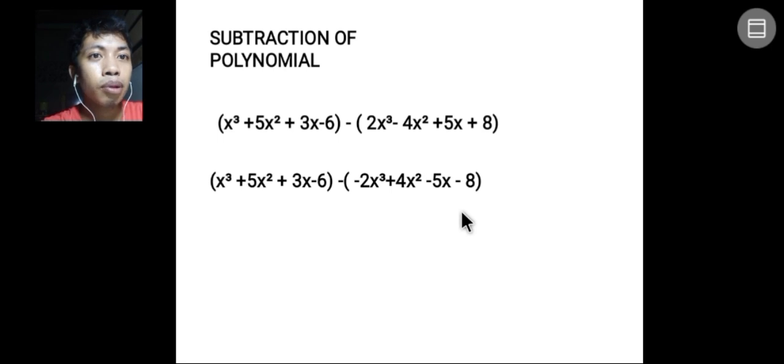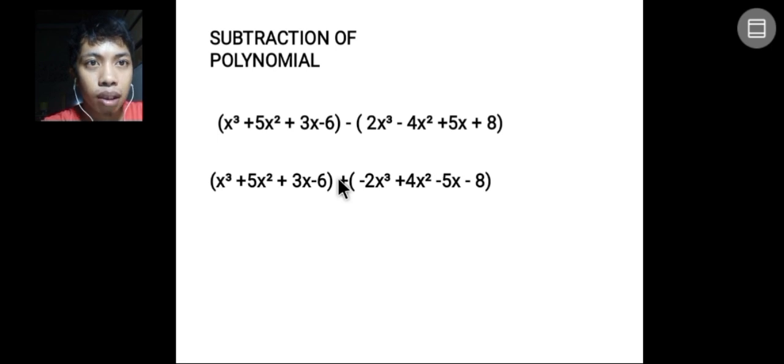So at this moment, we need to change the operation sign here from negative to positive. Then after that, we need to combine like terms because our operation here is already an addition. So we need to combine like terms because we need to add two polynomials. Then x cubed plus negative 2x cubed is equal to negative x cubed.